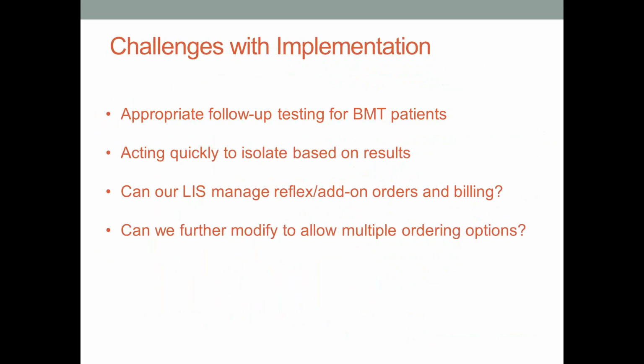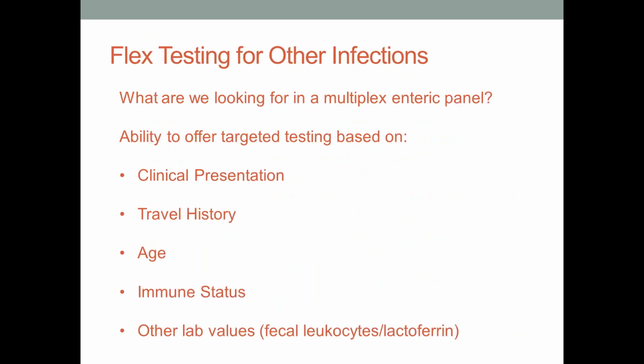Another challenge that's also an opportunity is we're very quickly now learning results that should require a patient to be isolated, and we don't have a system in place that's letting us do that as rapidly and efficiently as we should. So that's something we're working on now. We'd like for our LIS and EHR to be a little more nimble with how to manage these reflexive add-on orders and the billing that goes with them. And we'd like to be able to further modify and allow multiple ordering options, especially other types of infections.